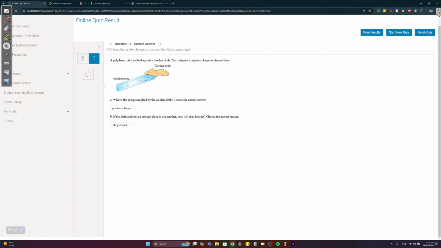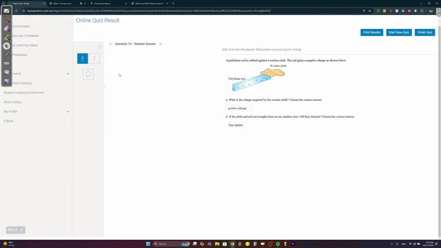Question 14. A polythene rod is rubbed against a woolen cloth. What's the acquired charge by the woolen cloth? If it's negative, what's this going to be? Positive. If the cloth and rod are brought close to one another, how will they interact? They obviously will attract if it's negative and positive. Some people will be like, yo, bro, how's it positive? You rub them. If this one became negative, it stole the electrons from here. So if this one is losing electrons, it's going to become positive.